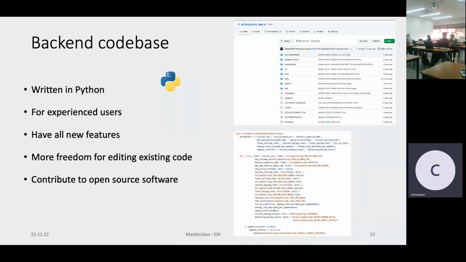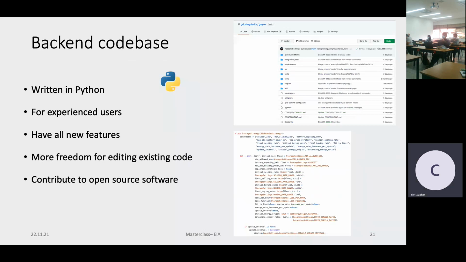So you can edit existing code if you want to add a new asset type, if you want to add an electric vehicle, for instance, or if you want to edit the current battery model. For instance, if you want to implement a loss function so that the battery is losing energy over time. This is all possible using the backend, where you can code your own model. And of course, you can contribute to the open source software if you wish to.